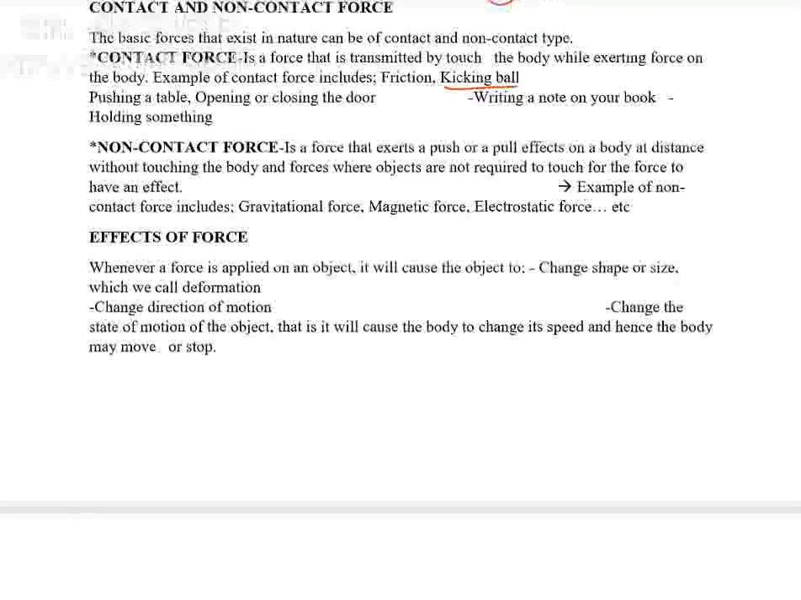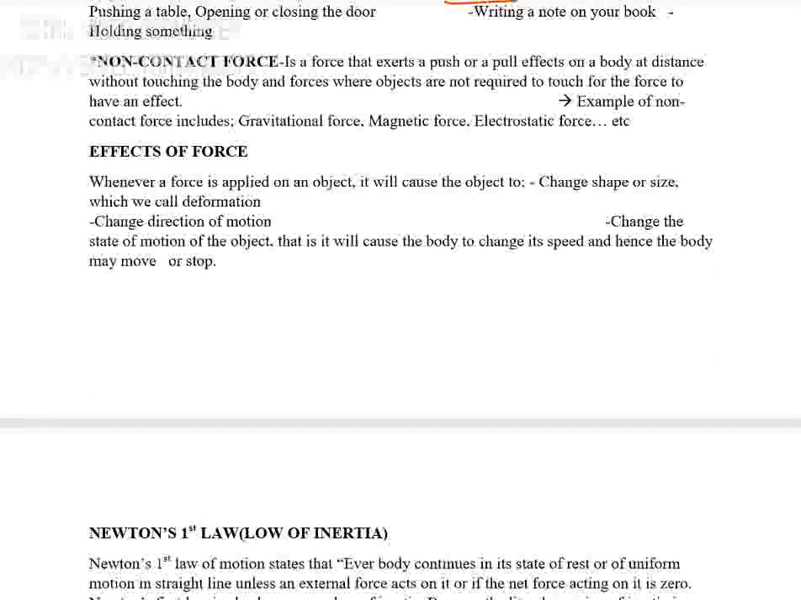And the second one is non-contact force. Non-contact force is a force that exerts a push or a pull effect on a body at a distance, without touching each other. An example of this non-contact force is gravitational force, magnetic force, electrostatic force, and so on. There are so many. And the other thing is effects of forces.